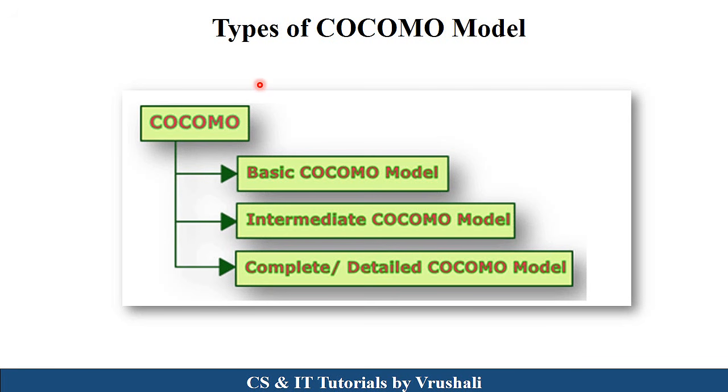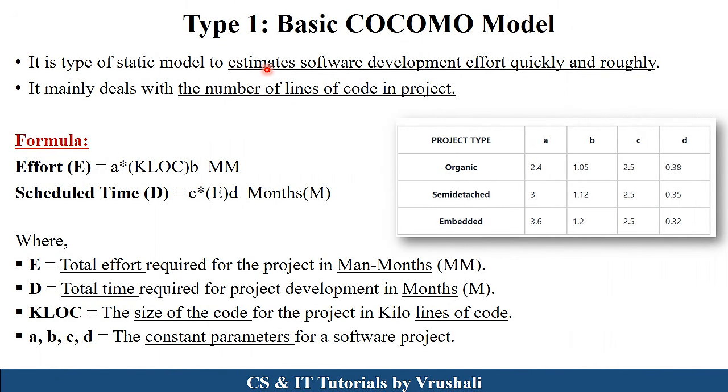Now, the next topic is types of COCOMO model. There are three types of COCOMO model: basic COCOMO model, intermediate COCOMO model, and complete or detailed COCOMO model. Now let's understand in detail. First, we understand the first type of COCOMO model, that is basic COCOMO model. This COCOMO model is generally used to estimate complete software development effort very quickly.